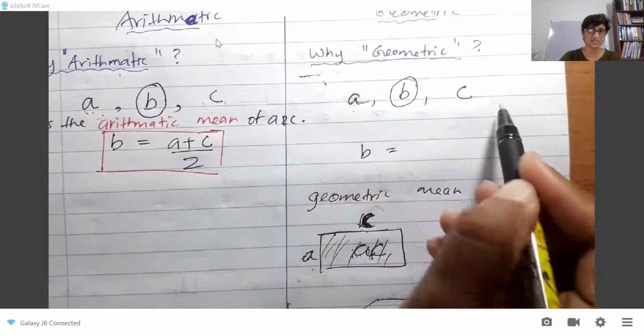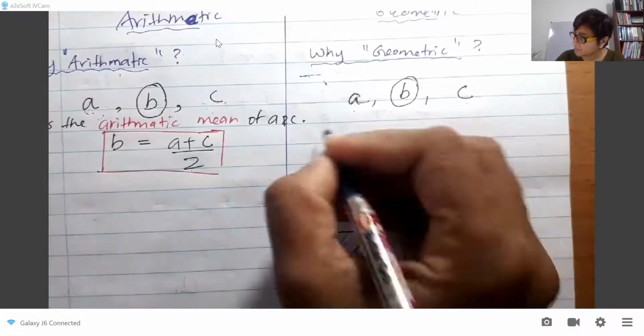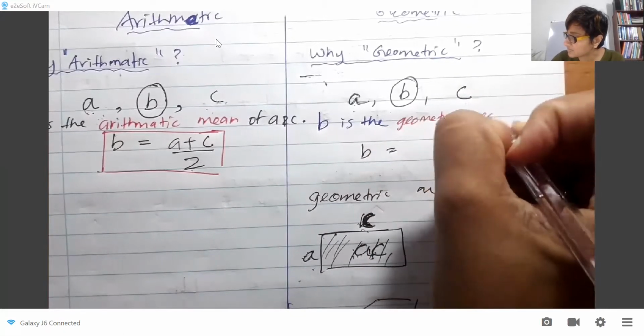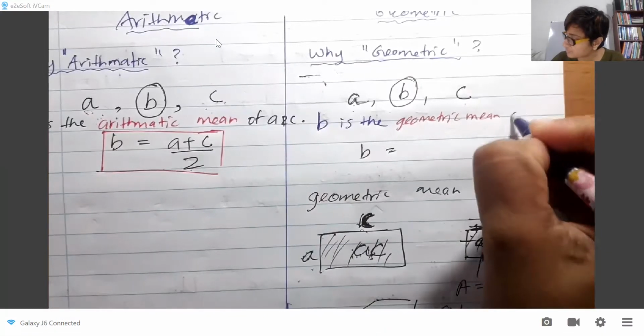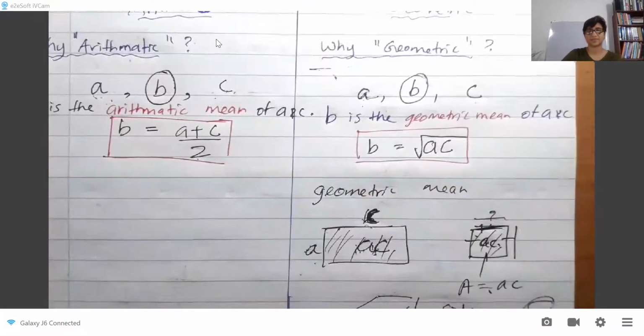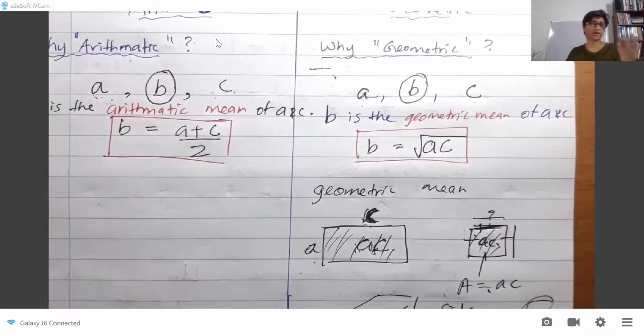And then you write A, B, C. This represents any three consecutive terms of a geometric sequence. And then you write, I'll write in a different color, B is the geometric mean of A and C. That means B is equal to the square root of A times C, AC. Okay, so that's it. That's why they are called the way they are called.